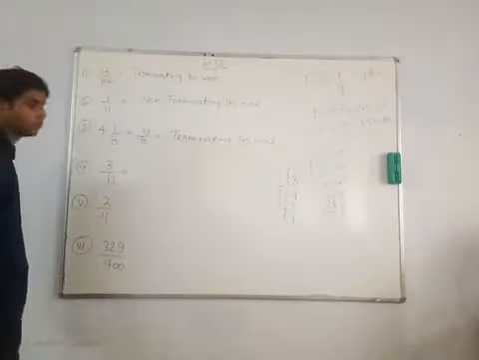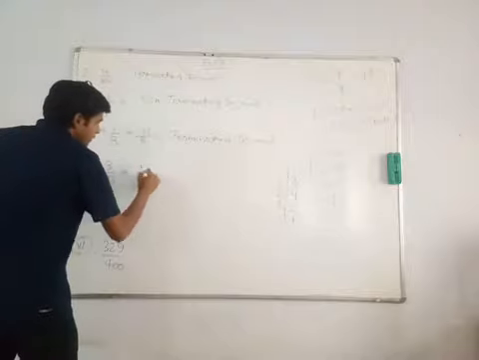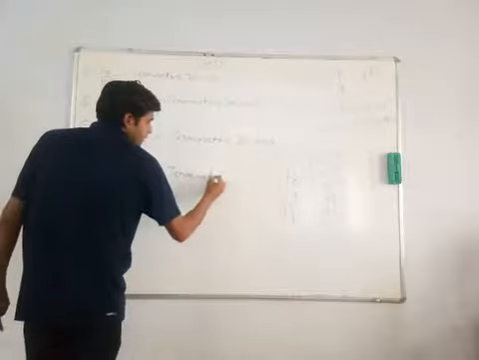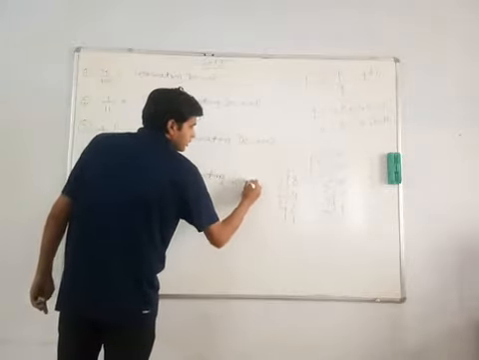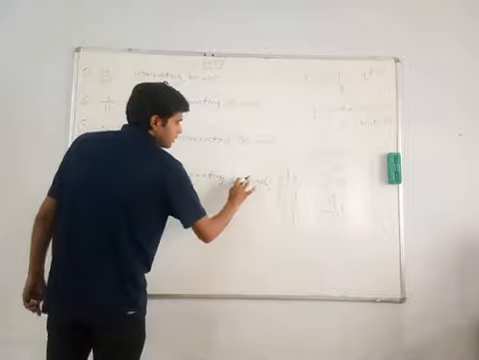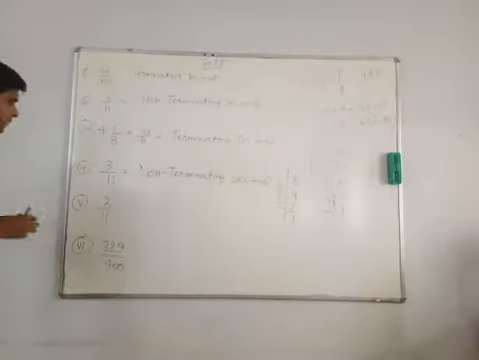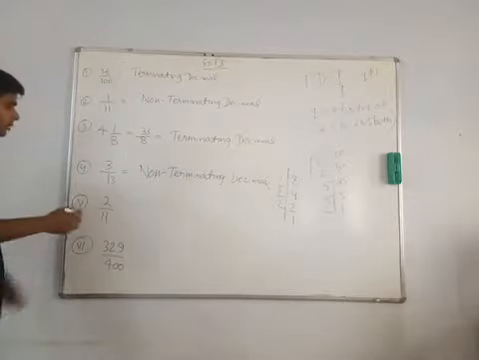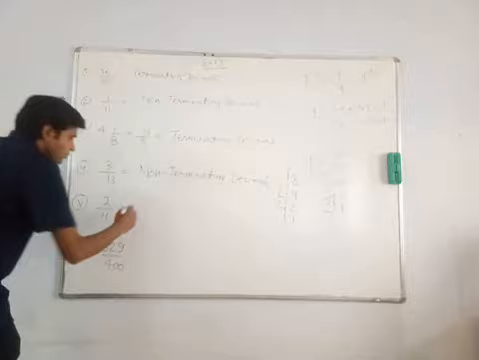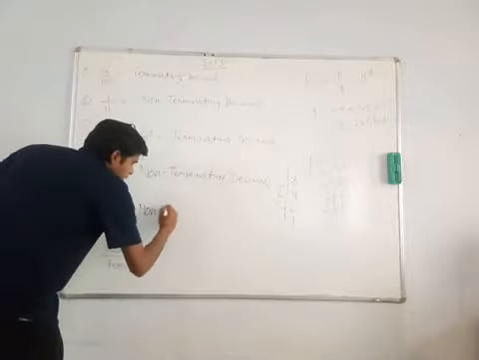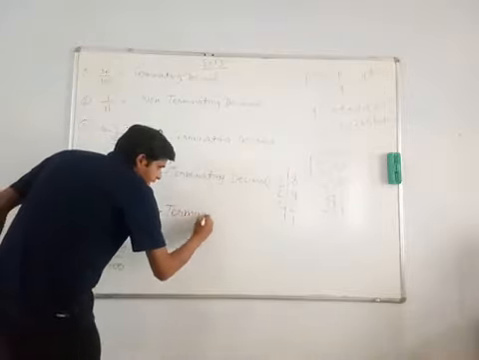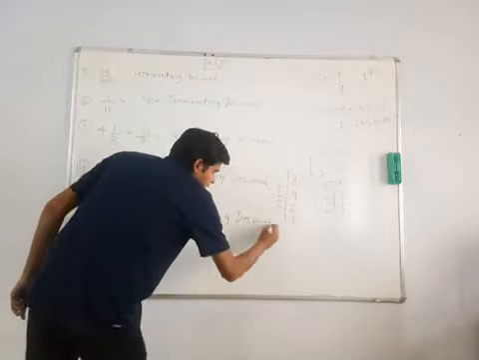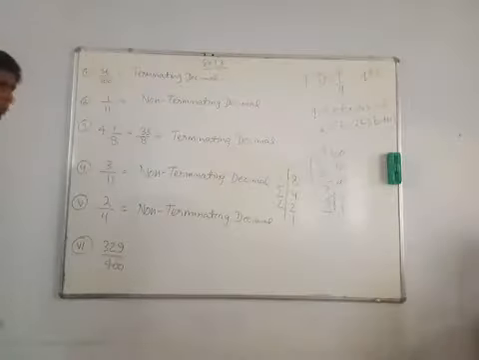13 is not a factor of 2, 5, 2 and 5. So it is a non-terminating decimal. Fifth is 2 upon 11. P upon Q, Q is 11. 11 is not a factor of 2, 5, 2 and 5. So it is a non-terminating decimal. And last is 329 upon 400.